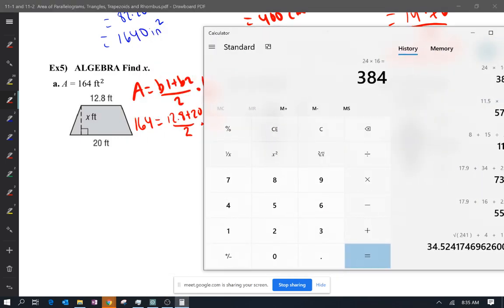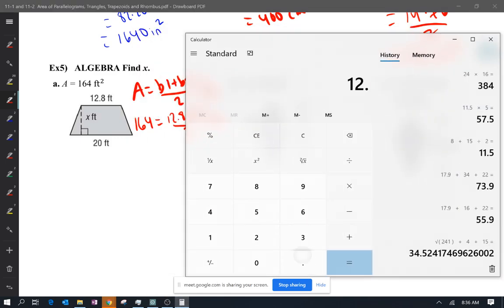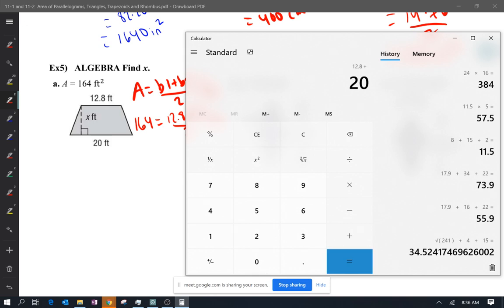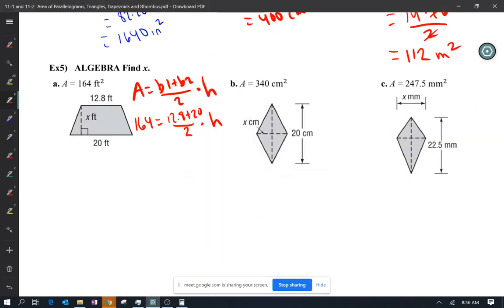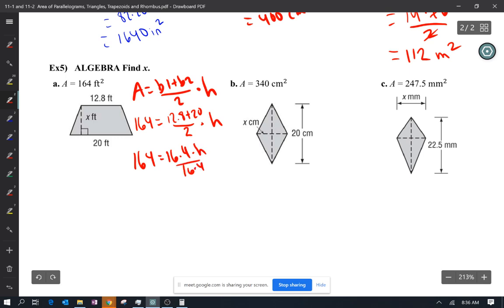All right, well, we just do the math, right? So 12.8 plus 20, divided by 2, equals 16.4. So we get 164 equals 16.4 times h. Divide both sides by 16.4, and you get 10. H is 10. That's it. Pretty easy. Just do the algebra, let the algebra prove it to you.